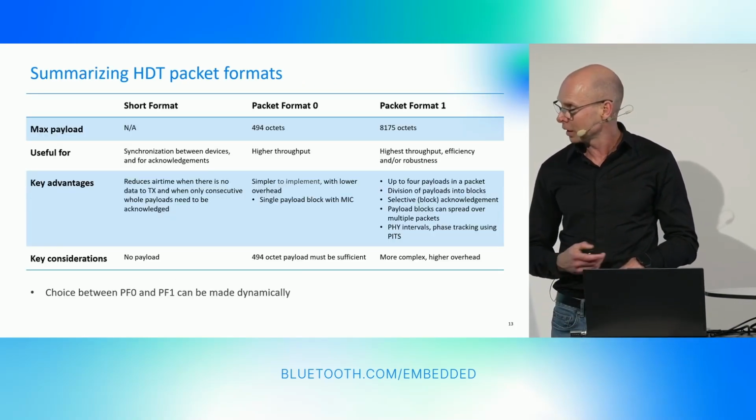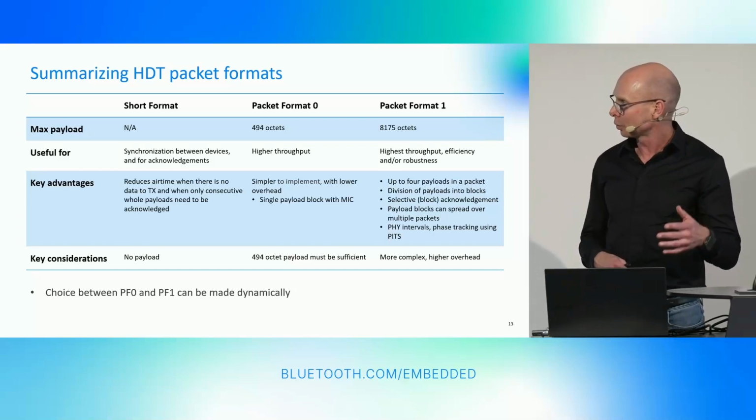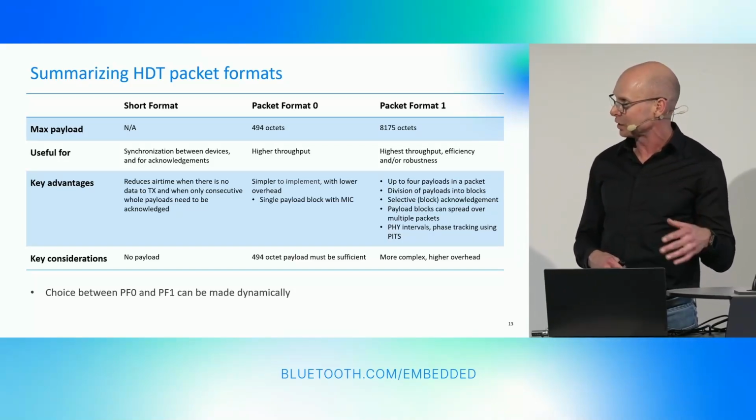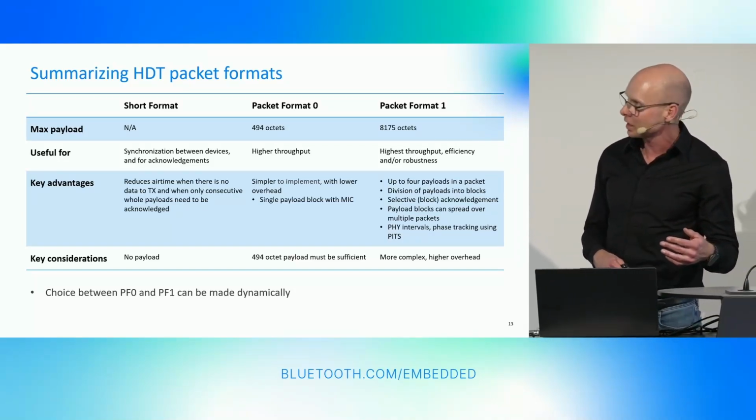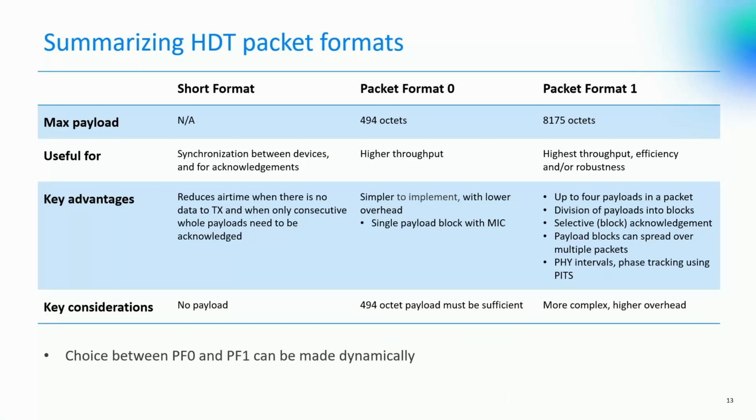And so, speaking of, I know I've taken you through some information on all 3 of these new packet formats. This slide summarizes the 3 packet formats that we're bringing forth with HDT. So you have the short format packet. That's going to be useful for synchronization and for acknowledgments. An advantage of it is that it can reduce error time when there's no payload or no data to transmit, and also when there's only consecutive whole payloads that need to be acknowledged.